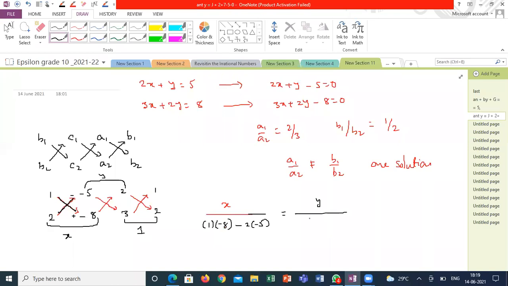Can anyone give y? For y, how will it come? Minus 5 into 3 minus of minus 8 into 2. Correct? Yes.